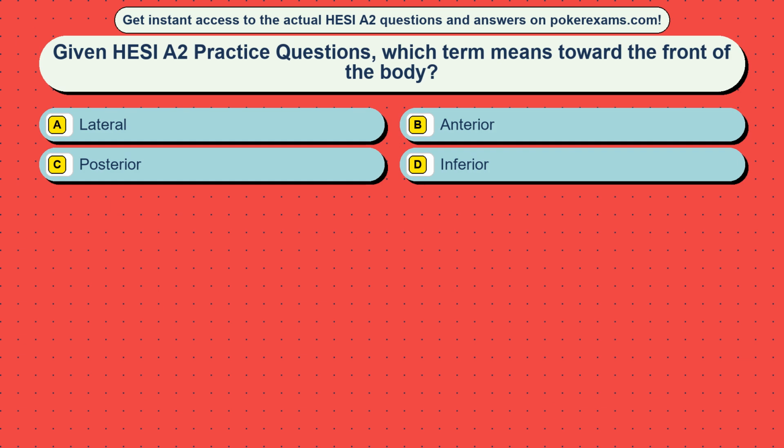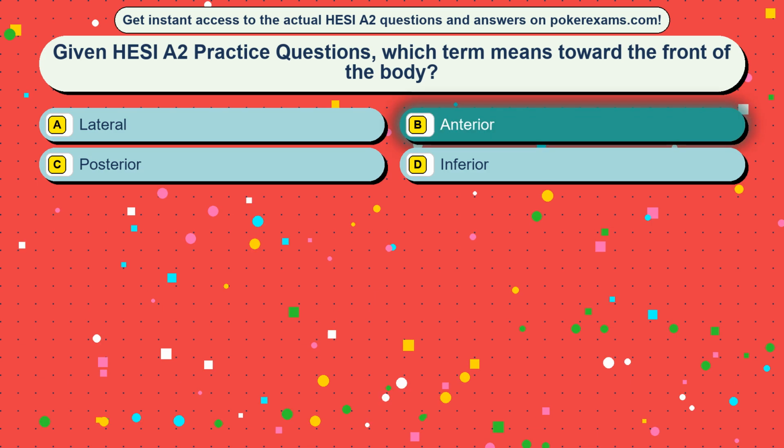Question 28. Given HESI A2 practice questions, which term means toward the front of the body? Option A, lateral. Option B, anterior. Option C, posterior. Option D, inferior. The correct answer is option B, anterior.